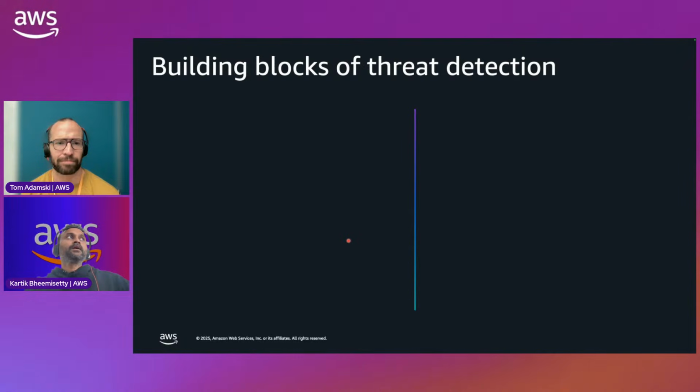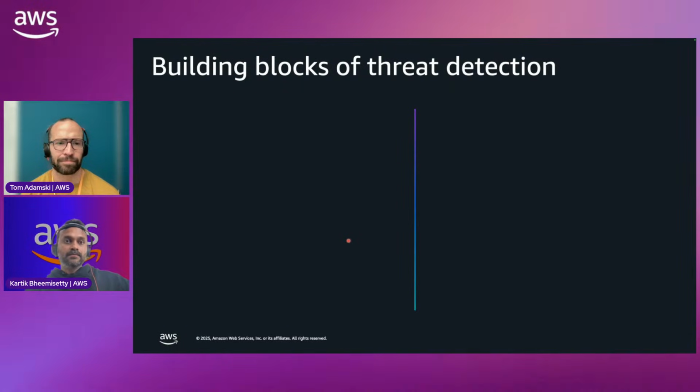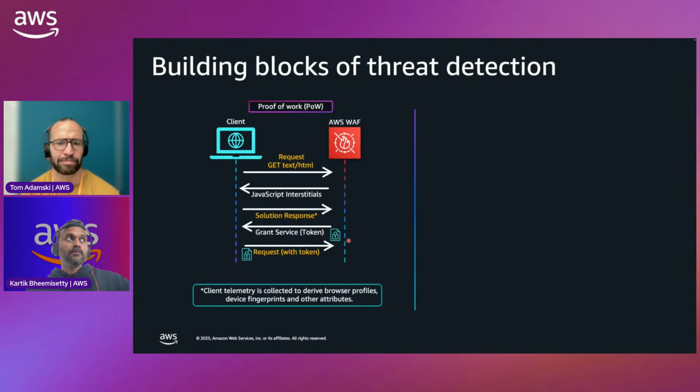Okay. Now, what are the building blocks? This is a question one of our audience members has: how does this threat detection work? We did not talk about the action types, CAPTCHA and Challenge. Both CAPTCHA and Challenge action types require an AWS WAF token to work. So what is the actual building block? It works on something called proof of work.